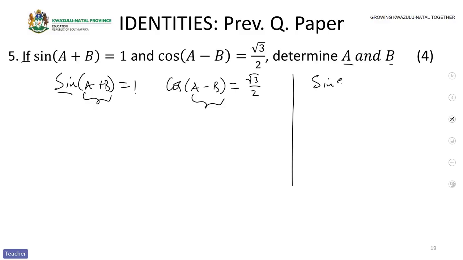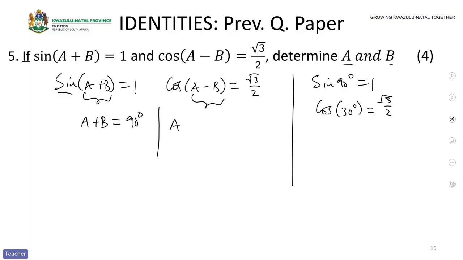We all know that sin of 90 degrees equals 1, as well as cos of 30 degrees is equal to what? The square root of 3 over 2. So this must be 30 and this must be 90 degrees. I want to believe we are still understanding that one. Therefore, what then does it mean? It says a plus b must be 90 degrees for this to be true, as well as what? A minus b must be 30 degrees to get the square root of 3 over 2 for cos.